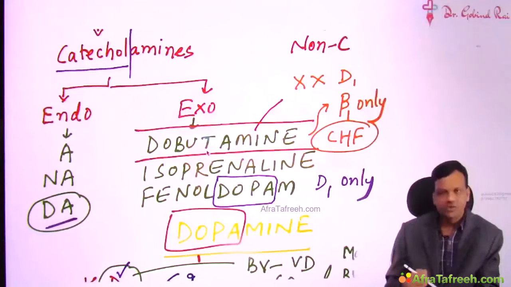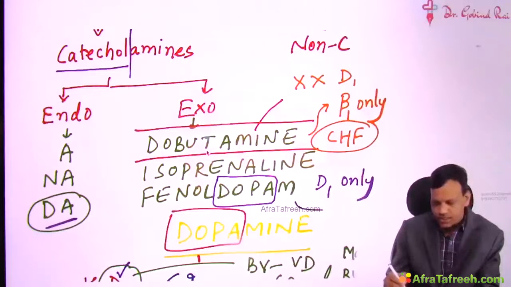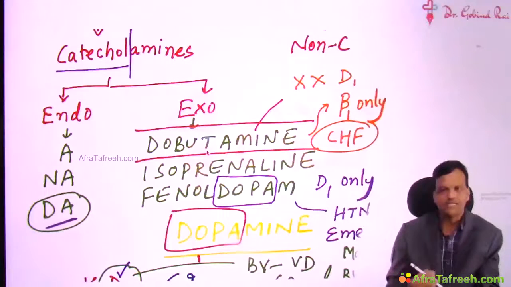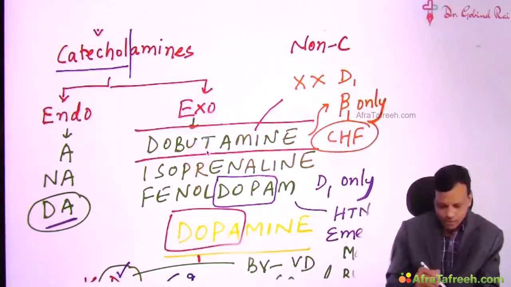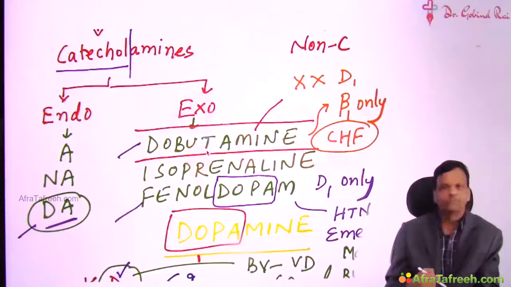And when it is causing vasodilation, we can utilize it in hypertensive emergencies. So phenoldopam can be used in hypertensive emergencies. It will cause vasodilation and treat the hypertensive emergencies. So that is all about dopamine, dobutamine and phenoldopam.